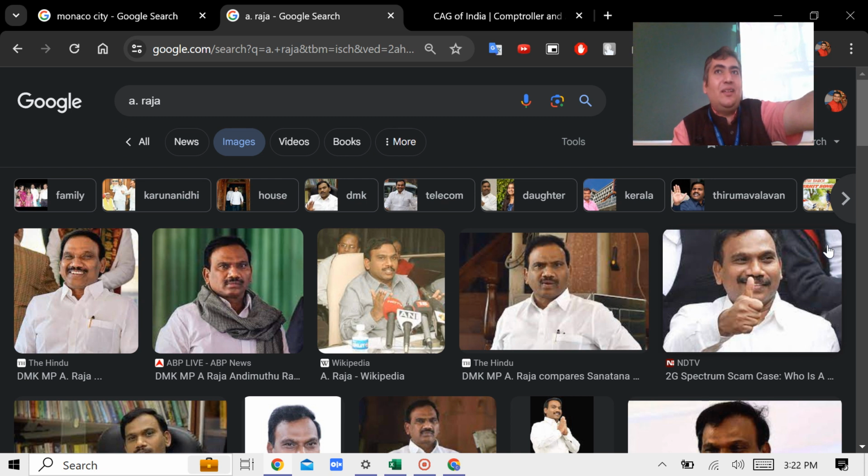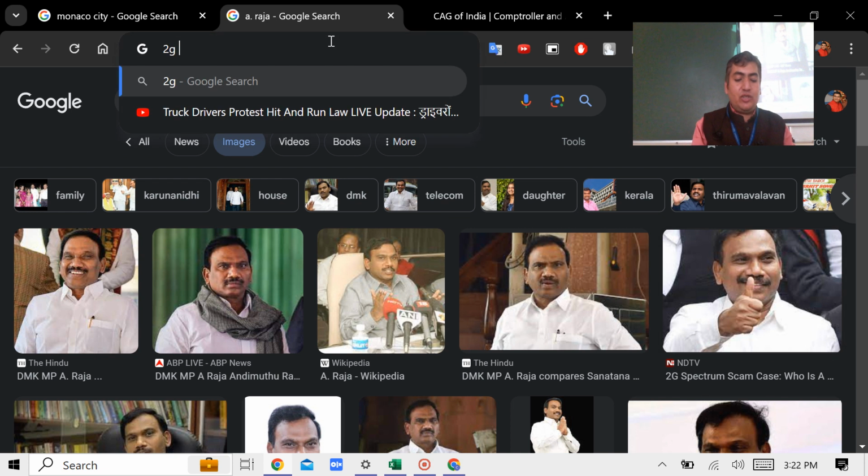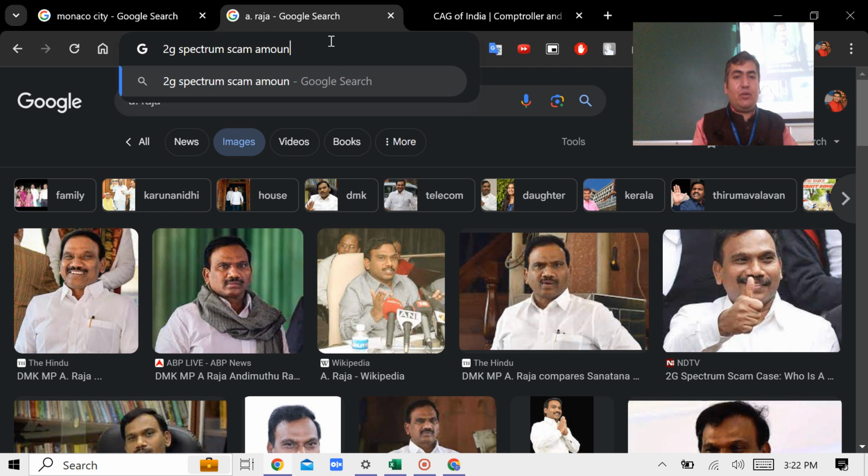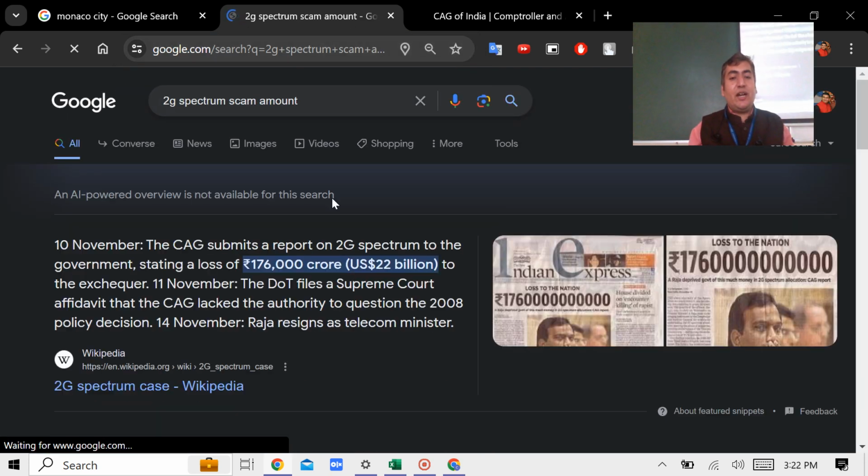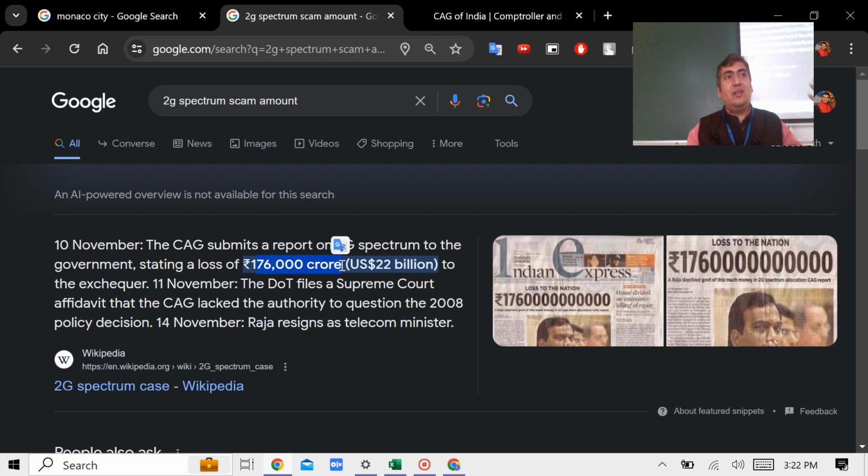Because CAG told in its report, let me tell you guys, 2G spectrum scam amount. If you just type like this, 2G spectrum scam amount, and look at guys what figure you are getting. It is 1,60,000 crores, guys. $22 billion. यार ये आप समझो कितना.